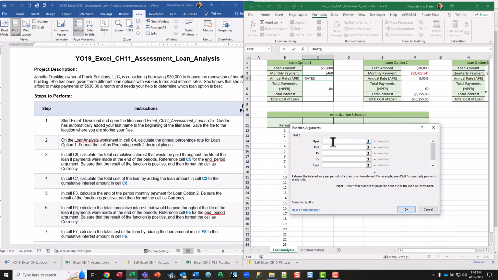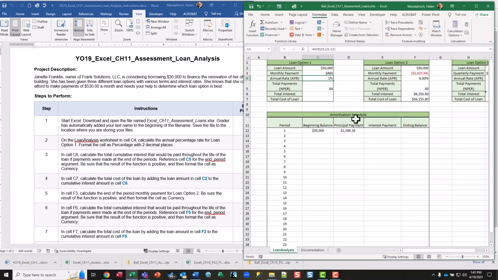So the number of payments is right here, C5. The payment is in C3. We're paying $460 a month. The present value, we're going to do a negative and pick the loan amount. And that's it for this function. So then you see it brings you a 1%.